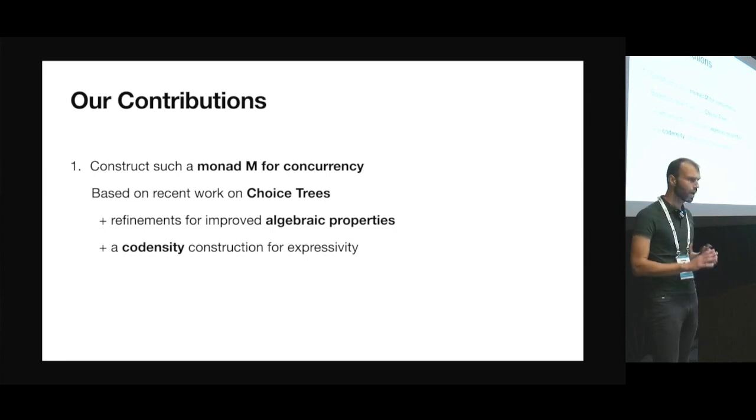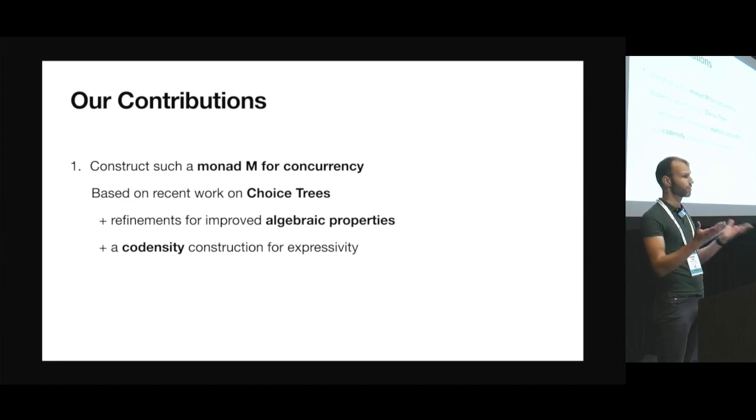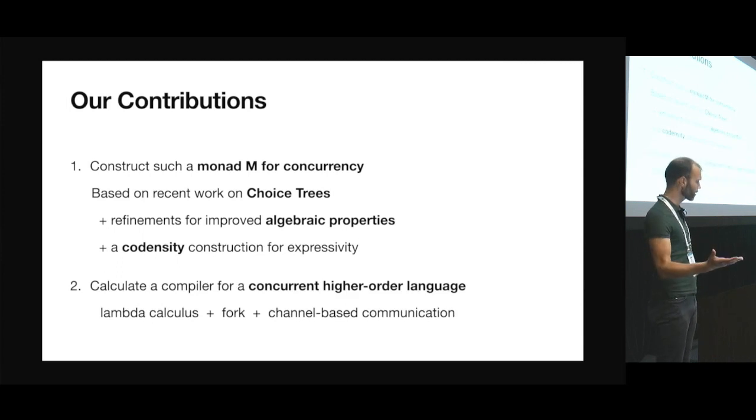And secondly, we add a codensity construction on top of this, which we need for expressivity. So actually to be able to express the semantics that we want for our concurrent language. And then secondly, we actually apply this monad to a language, higher order concurrent language, namely essentially a lambda calculus plus a fork, forking of parallel computations, and then channel-based communications between channels.